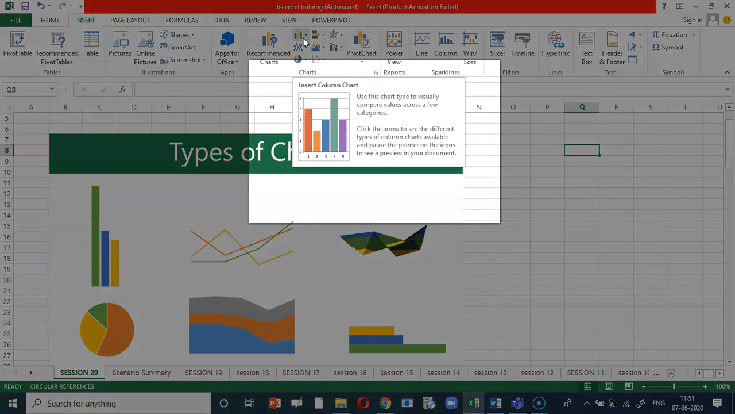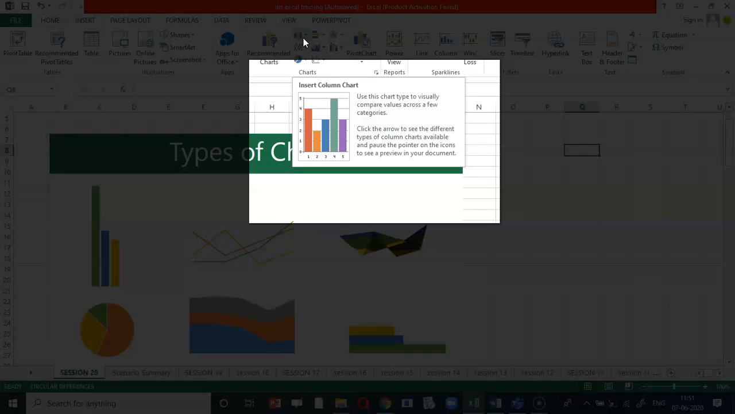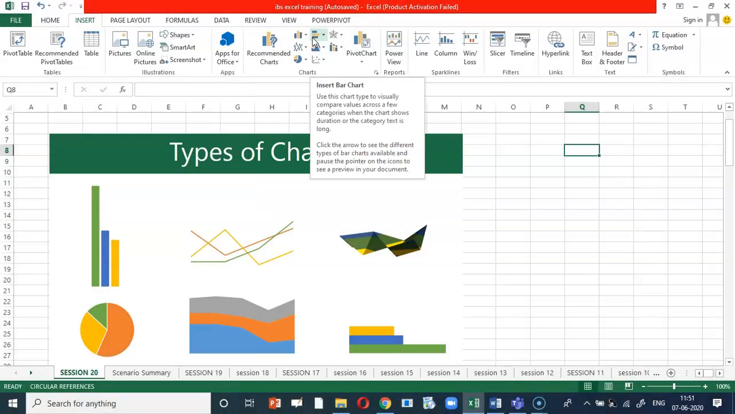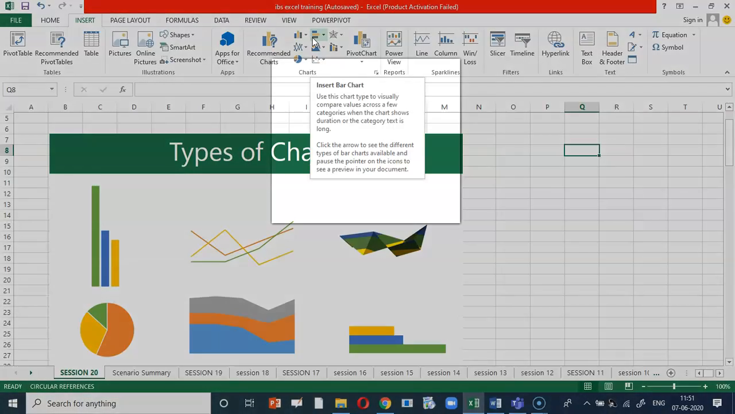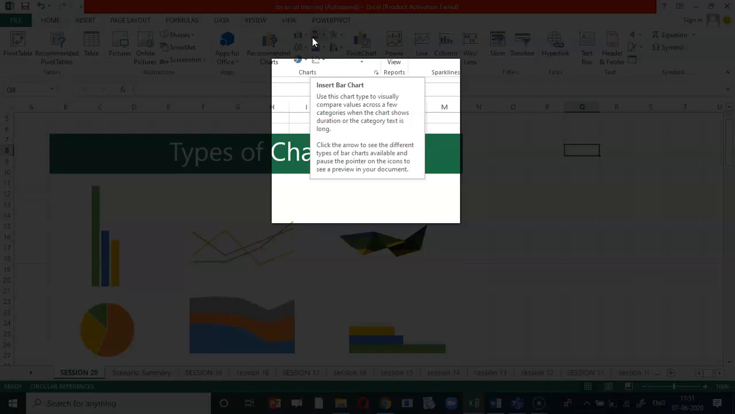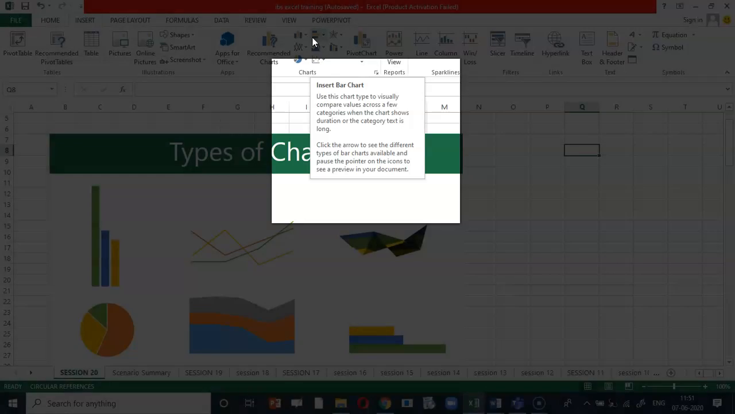Consider the first one, the column chart. One of the most commonly used charts is the column chart, and this is best used to compare information or if you have multiple categories of one variable. Bar charts: the main difference between the bar chart and the column chart is that the bars are horizontal instead of vertical. You can often use bar charts interchangeably with column chart.